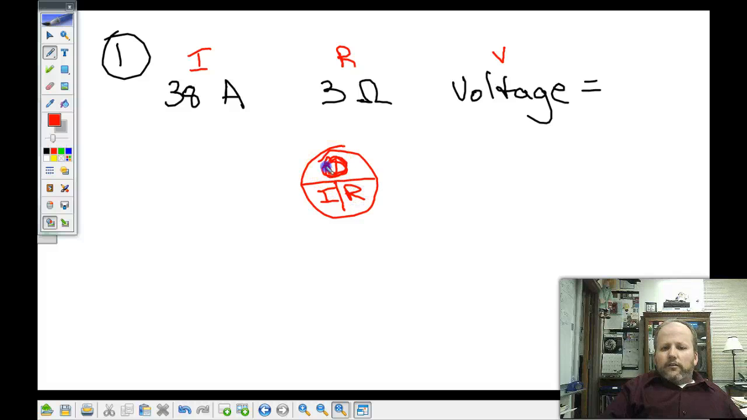Mathematically, cover up what we want to learn. And what do we do mathematically? I times R. So 38 amps times 3 ohms. The numbers give us 114, but you know me, that's not going to get you credit. You got to tell me 114 what? And an amp ohm, as you saw from the previous slide, is now known as a volt. But you knew that because we were looking for voltage in the first place.